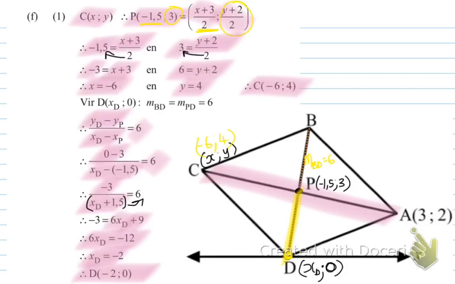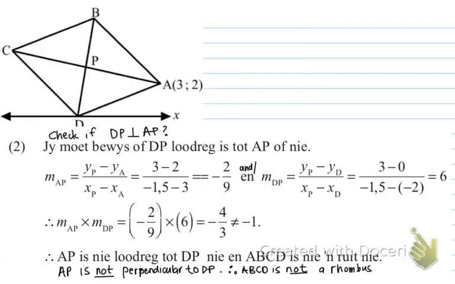Alright, then the last question, number F2. Use analytical techniques to determine whether or not ABCD is a rhombus. Okay, so determine if it's a rhombus. To determine if it's a rhombus, I'm going to check if the diagonals are perpendicular. Okay, so is DP, which I just know the gradient is 6, perpendicular to AP or AC? You could have used AC or AP. Alright, so I'm going to use AP.